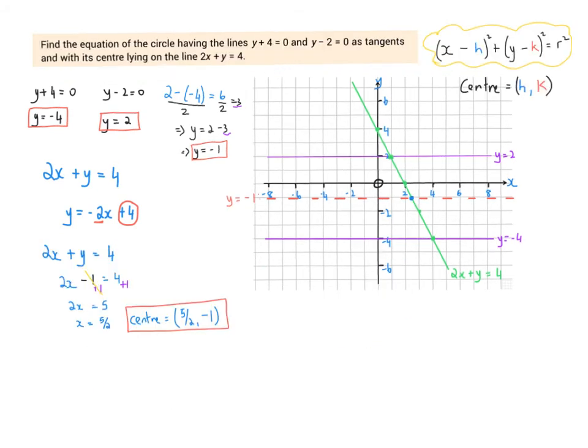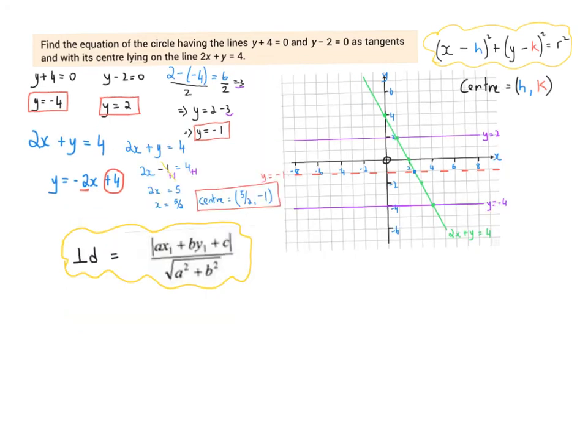Okay, so we're almost there. So we have our centre, which we can use for this formula. The last bit then that we want is to get our radius. So our radius will be the perpendicular distance from this point to the line y equal to 2, or the perpendicular distance from the centre to this line here. So let's just use our perpendicular distance formula to do this.